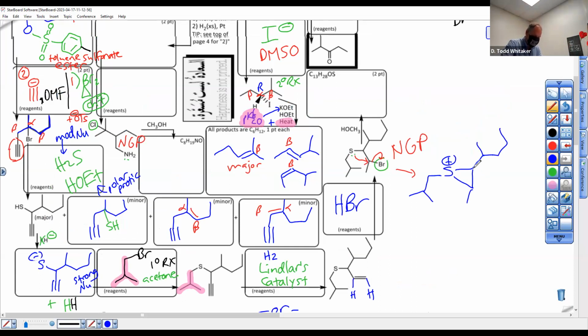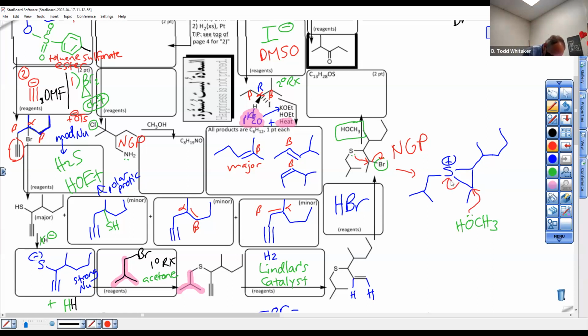But guys, isn't this a pretty bulky group out here? Do you think this is as bulky? That's a methyl, for crying out loud. This is a branched carbon right there. That makes this position more hindered. The less hindered position is the one that the methanol is going to go for.